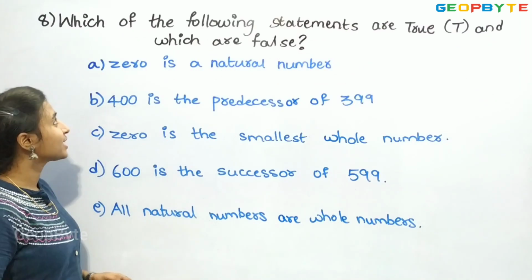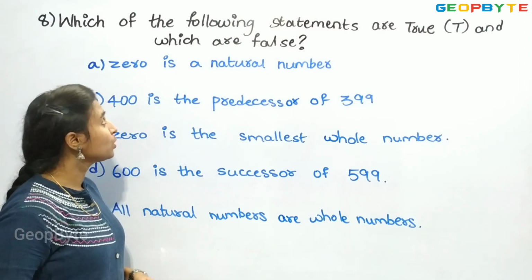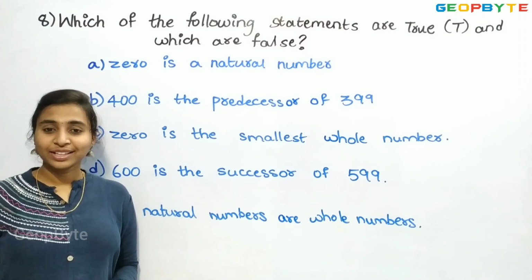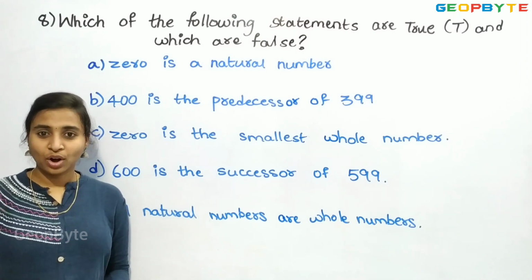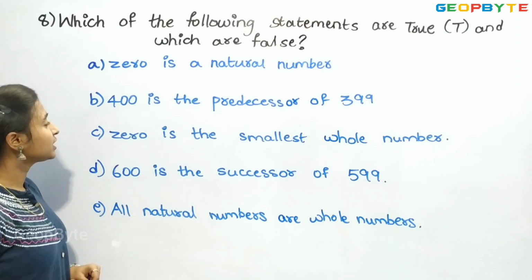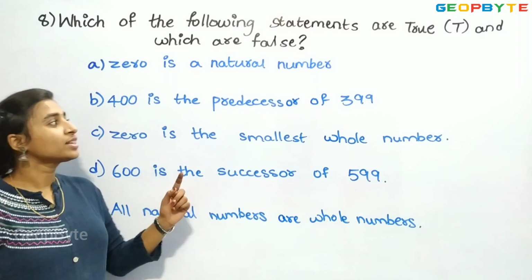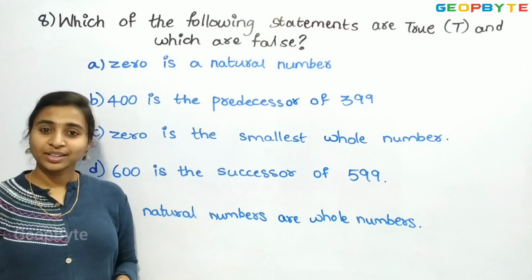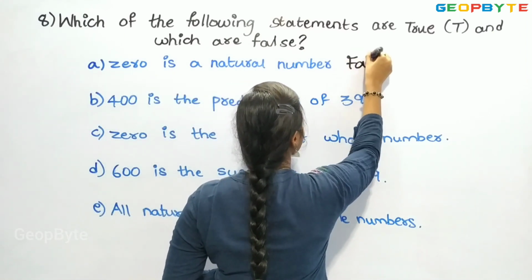Now, let us see the 8th question. Which of the following statements are true and which are false? Right? Below we are given some statements. We need to check whether they are true or false. So let us see one by one. We have the first one as: 0 is a natural number. Right? Is 0 a natural number? No. 0 is not a natural number. So it is false.